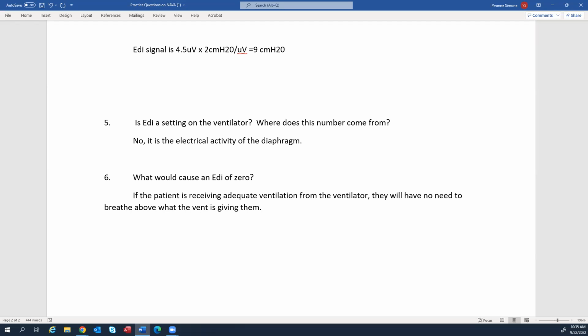I'm sure there's better wording, but I came up with, if the patient is receiving adequate ventilation from the ventilator, they will have no need to breathe above what the vent is giving them. So the signal would be 0. If the catheter comes out, or it's misplaced, the signal will be 0.